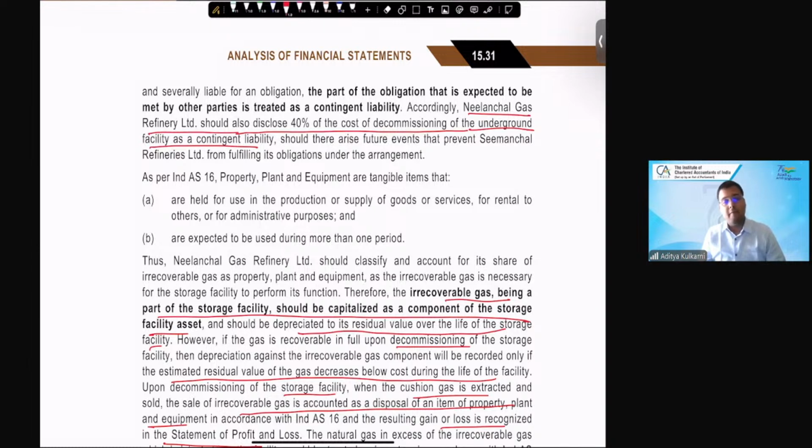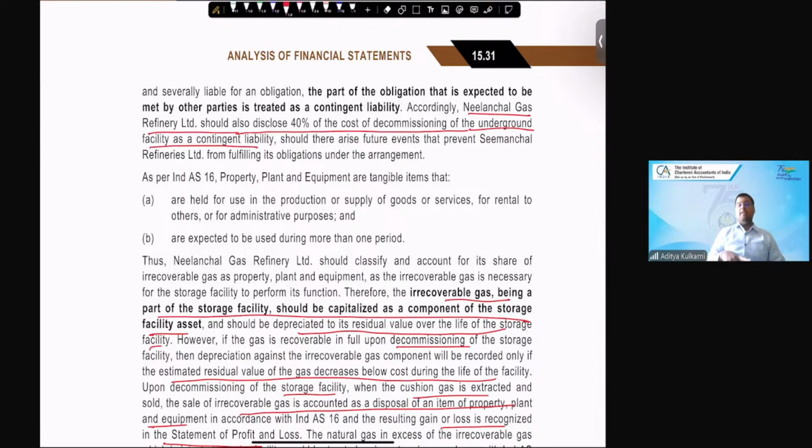So will he record that storage facility also at only his share in his books? Storage facility will be at my share of 60%. The irrevocable gas will be at my share of 60%. The decommissioning and restoration obligation will be at my share of 60%. Did you follow this? Yes sir, clear.